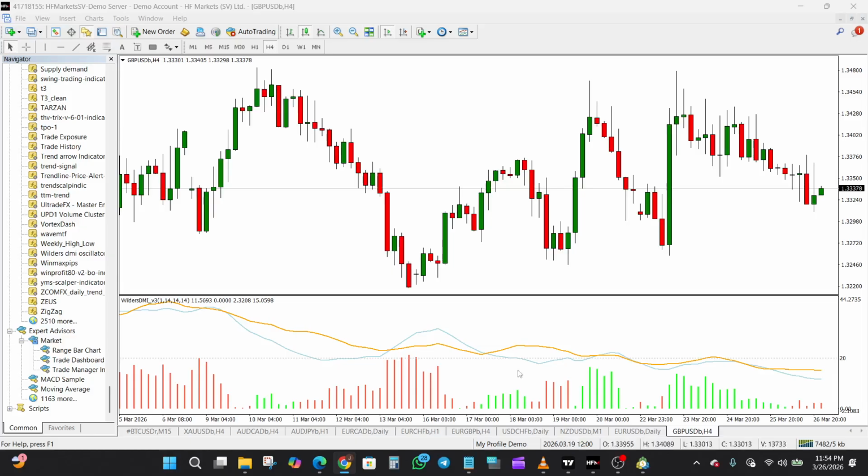So as you can see, the indicator consists of two lines, a light blue and an orange line, right? And then you also have bar graphs below the lines. So the blue line, or the plus directional indicator, which is the positive DI, shows the price momentum is up, while the minus directional indicator shows that the momentum is down.